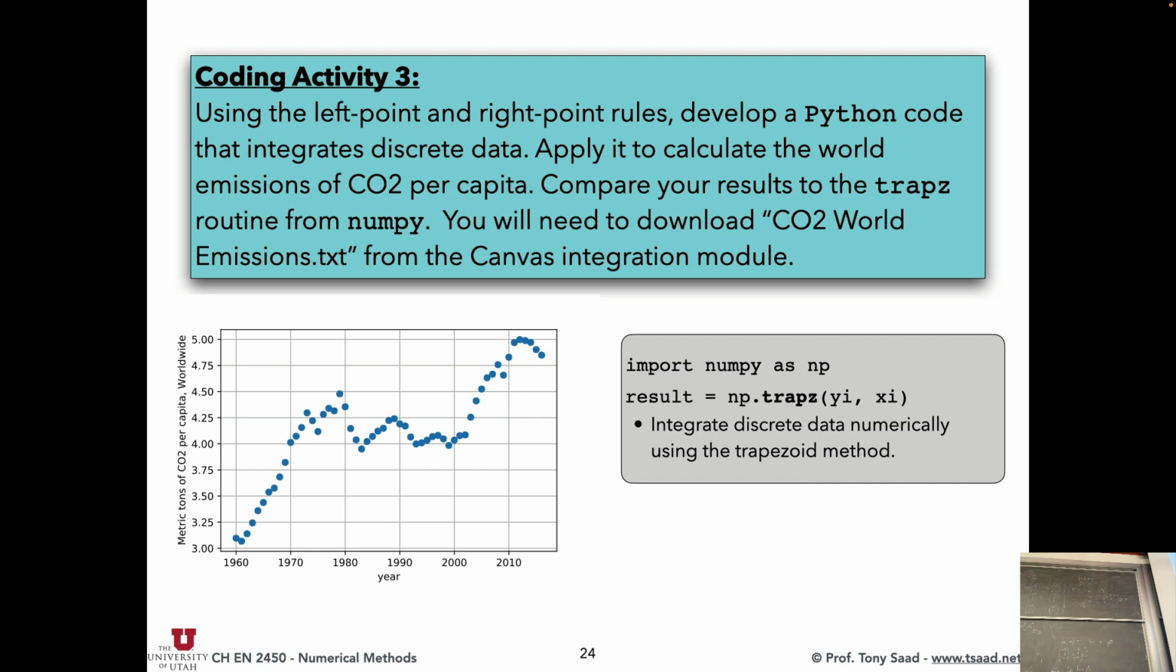Now, I didn't mention this, but the trapz routine at a minimum takes two arguments, the y data and the x data. Okay? y is the dependent data, and xi is the independent variable, and it just returns an integral for you. So we're going to implement our own left point and right point rules for discrete data, and then we're going to compare with numpy.trapz for the CO2 data. Where do we get the CO2 data? You can download co2worldemissions.txt from the Canvas integration module. Okay, you should have that text file on Canvas.